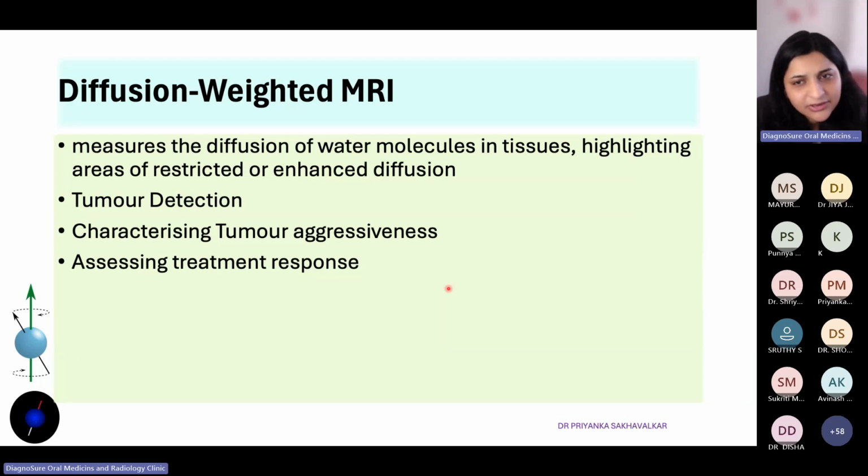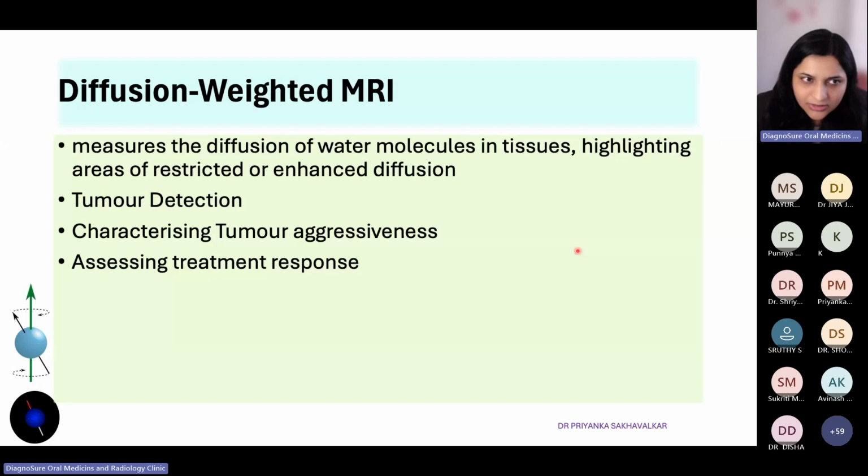Coming to diffusion weighted imaging, it measures the diffusion of water molecules in tissues, highlighting areas of restricted or enhanced diffusion. So, how does it help in tumor detection? Diffusion weighted imaging is sensitive to the random motion of water molecules. In malignancies, there is increased cellularity, so there are tightly packed cancer cells. They restrict the movement of water molecules, resulting in a lower apparent diffusion coefficient. Thus, it appears hyperintense on diffusion weighted images. That helps in detecting tumors, especially in the brain or head and neck region.